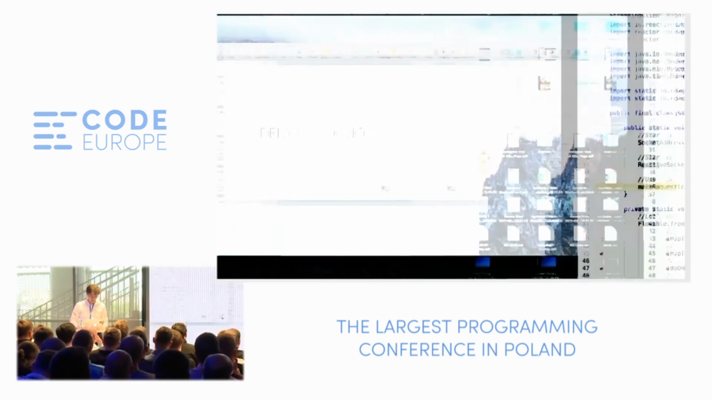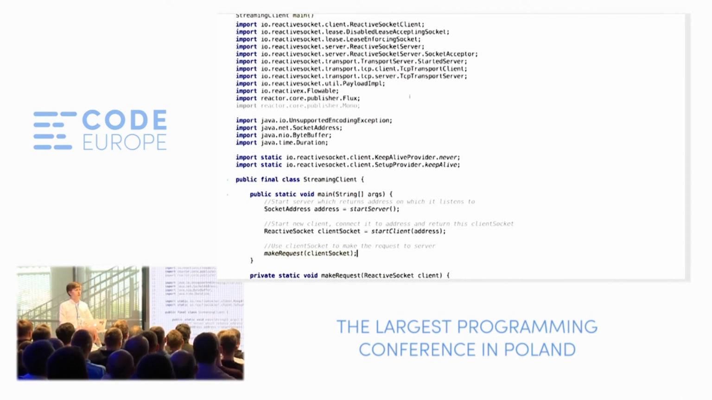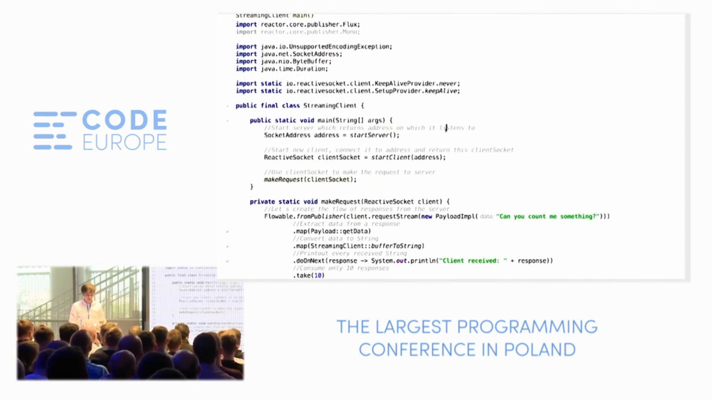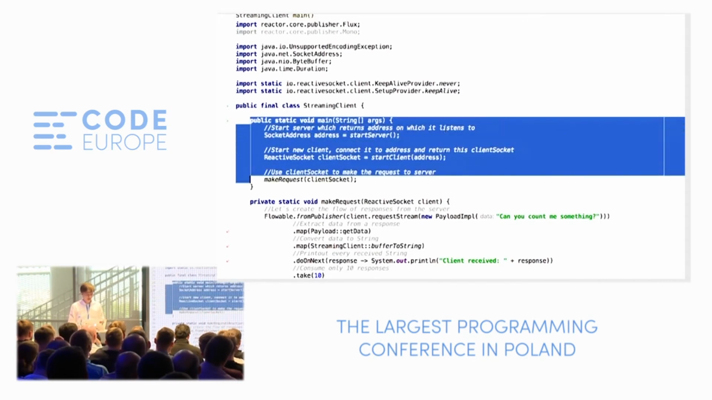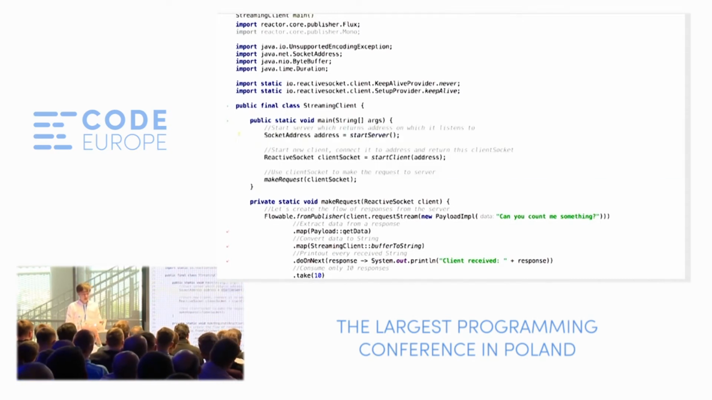How does it work? RSocket is right now ready in Node.js, Go, C++, and Java. I have a demo in Java, so let's take a look. We have just a simple main function. When we are starting the server, we are receiving the address of the server. Then we are starting the client. The client provides us the client socket. And here we are making some requests over the client we have.